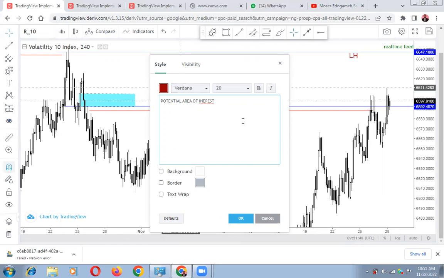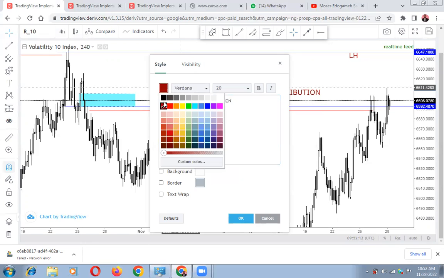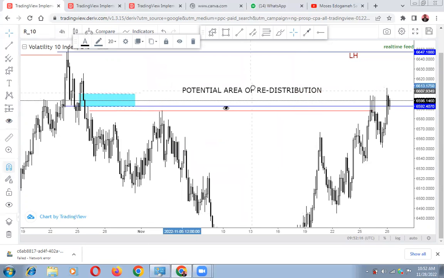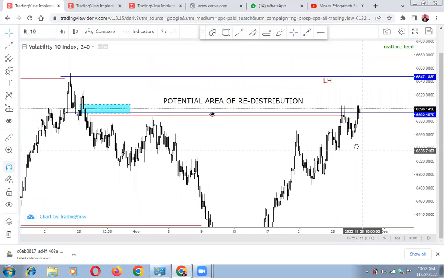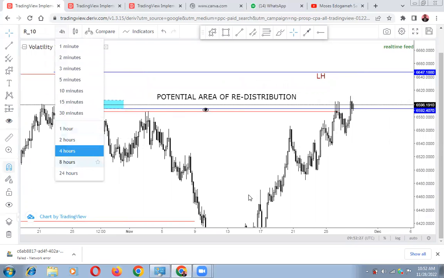potential area of interest, or potential area of distribution. These are potential areas of redistribution. So coming to this area, you want to wait for a break of structure within this zone. This is our zone, our potential area of distribution. Let me go to the 8 hours.